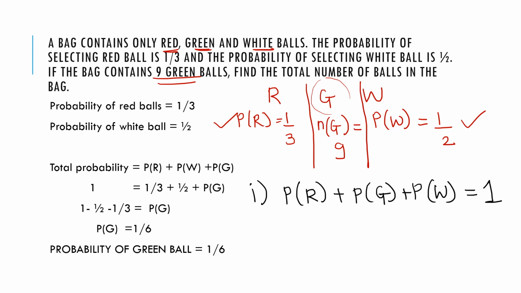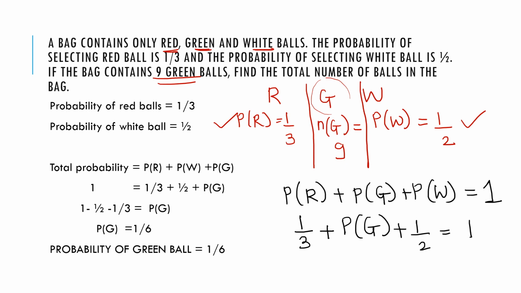So, the axiom of probability says that the sum of the probabilities of all the events will always be equal to 1. Here we have 3 events only. That is why the probability of red plus the probability of green plus the probability of W is equal to 1. Now the probability of red is given as 1 by 3, plus the probability of G is unknown, we have to find this out, plus the probability of white is 1 by 2, which is equal to 1.